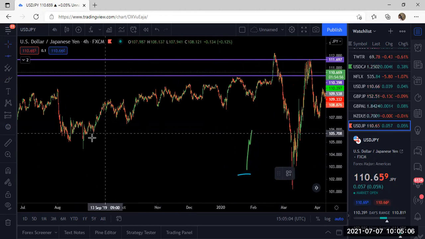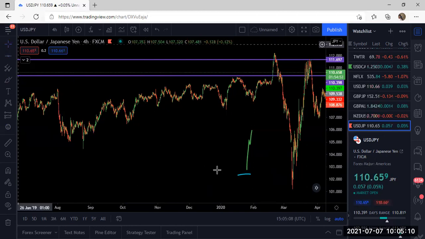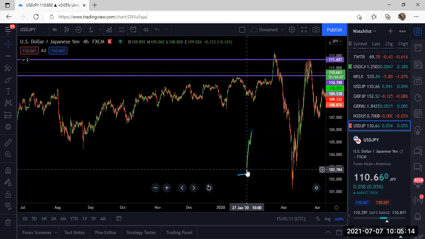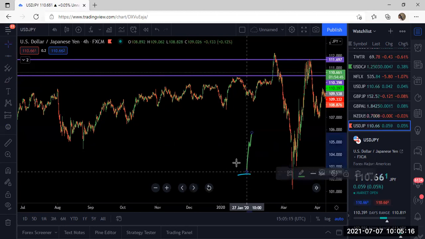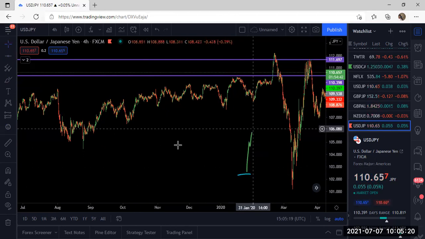So I'm gonna put a horizontal line on where it rejected, and I'm gonna zoom in for you just so you can see. Now you saw we entered right here, and it started pushing up. Let me move this green line a little bit down. So we enter right here, right? It started pushing up, correct?